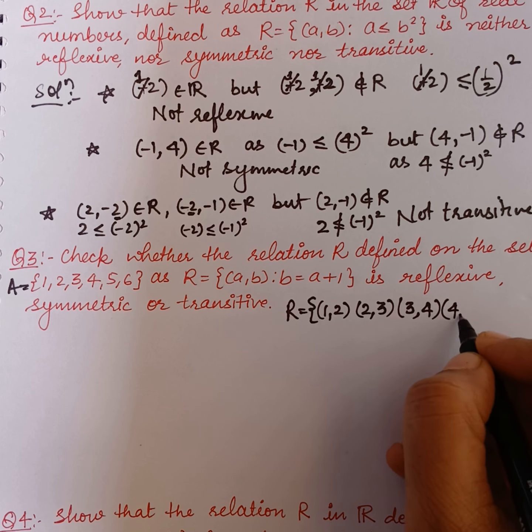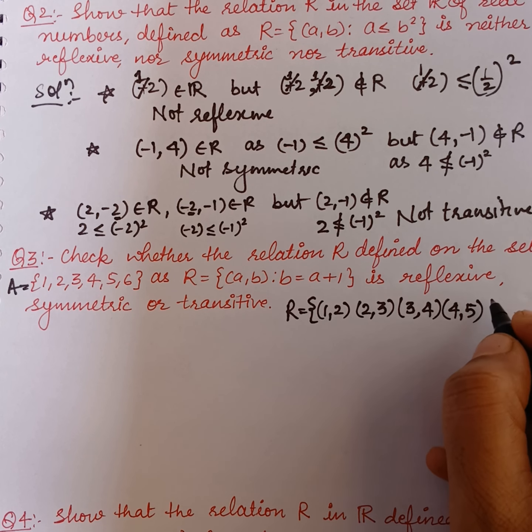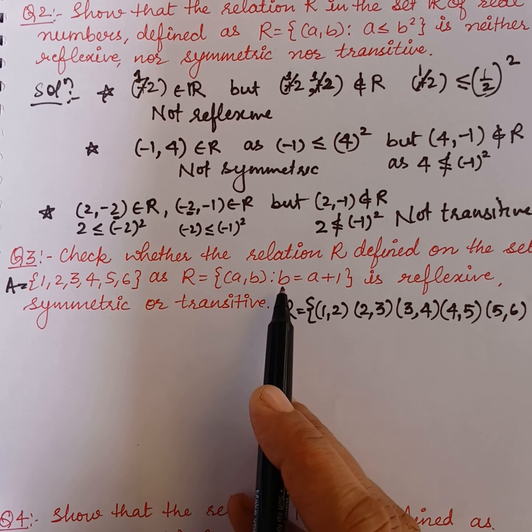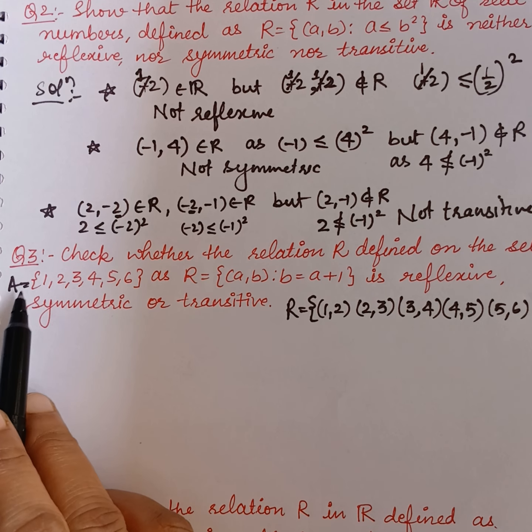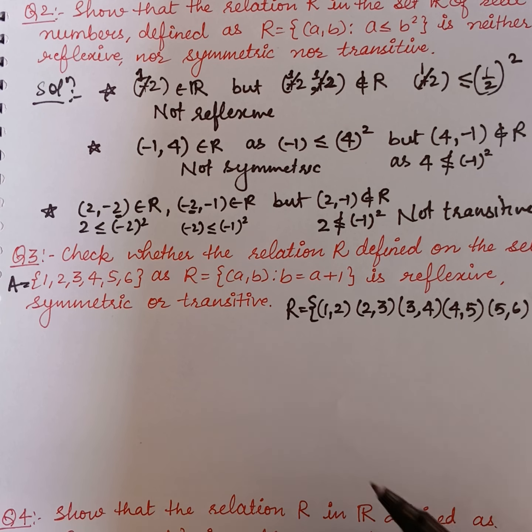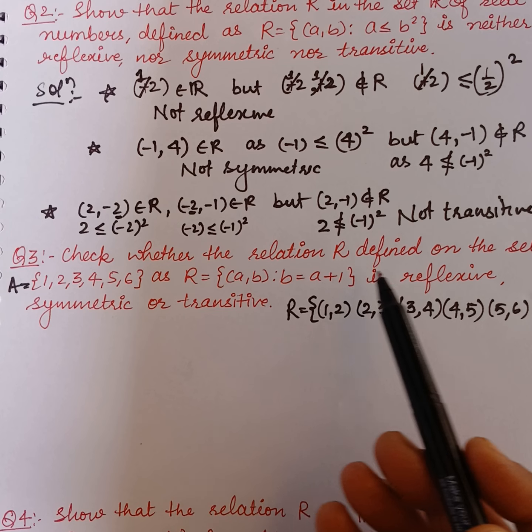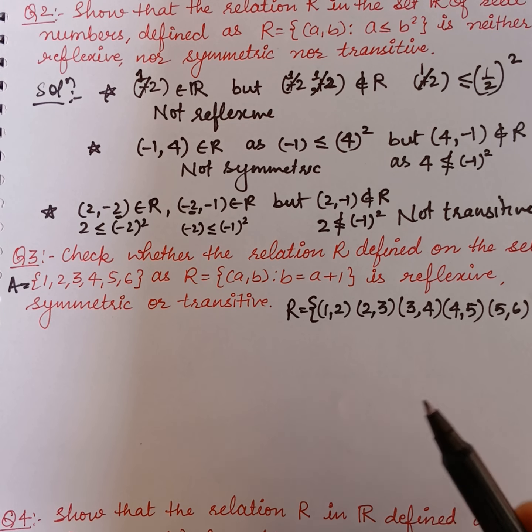If A is 4, B is 5. If A is 5, B is 6. Now I cannot take A as 6, B will be 7, because these (A, B) are from A and 7 is not there in A. So I should stop here. Now I have to check whether the relation R defined on this is reflexive, symmetric or transitive.